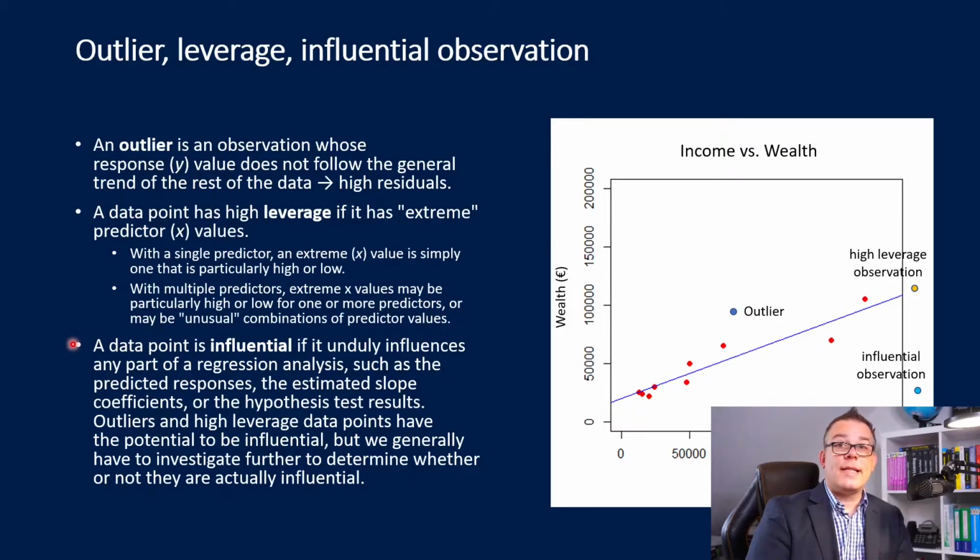A data point is influential if it unduly influences any part of a regression analysis, such as the predicted responses, the estimated slope coefficients, or the hypothesis test results. Outliers and high leverage data points have the potential to be influential, but we generally have to investigate further to determine whether or not they are actually influential. What do I mean with that?